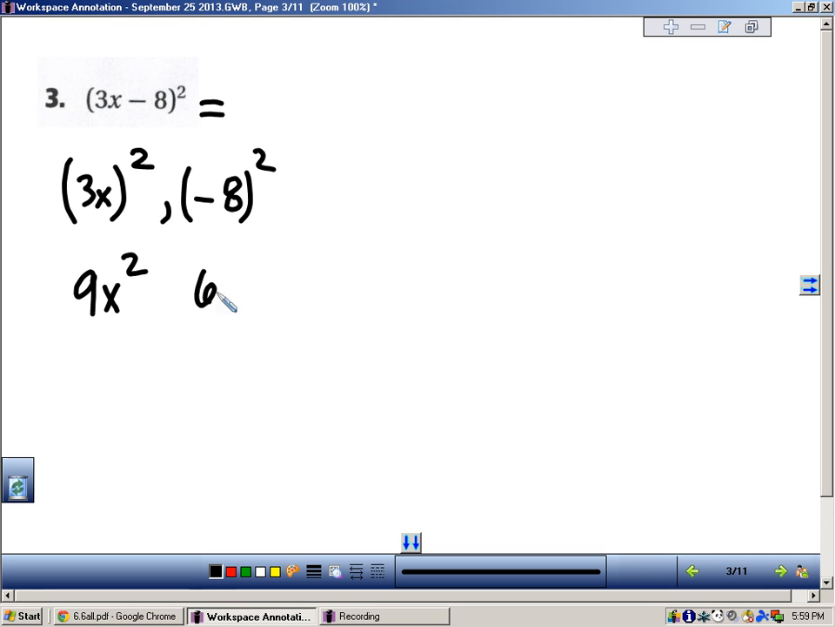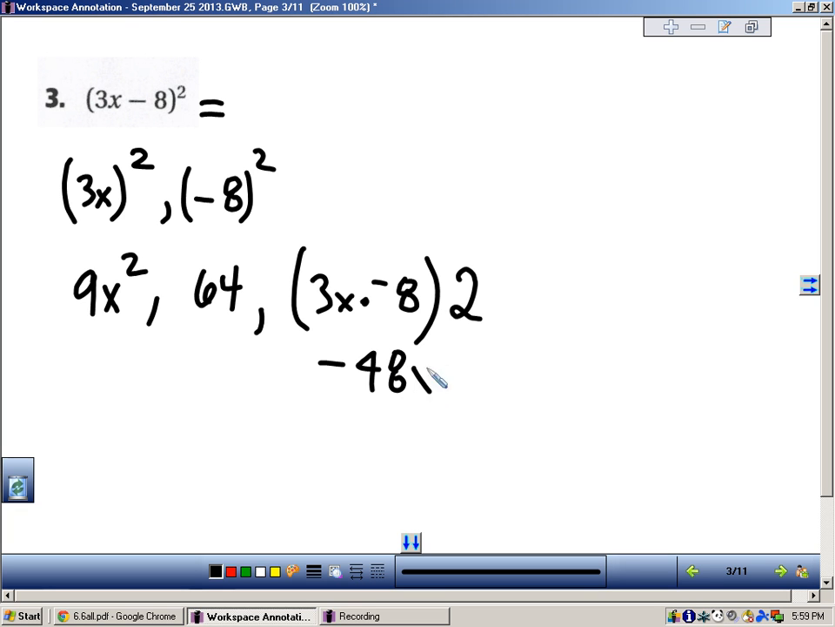Okay? And then take the first and last term, multiply them, and then double it. So we're going to take 3x times negative 8, which gives us negative 24, and then double that, so it would give us negative 48x. And so the solution to this would be 9x squared minus 48x plus 64. All right? Now let's check that using the FOIL method.